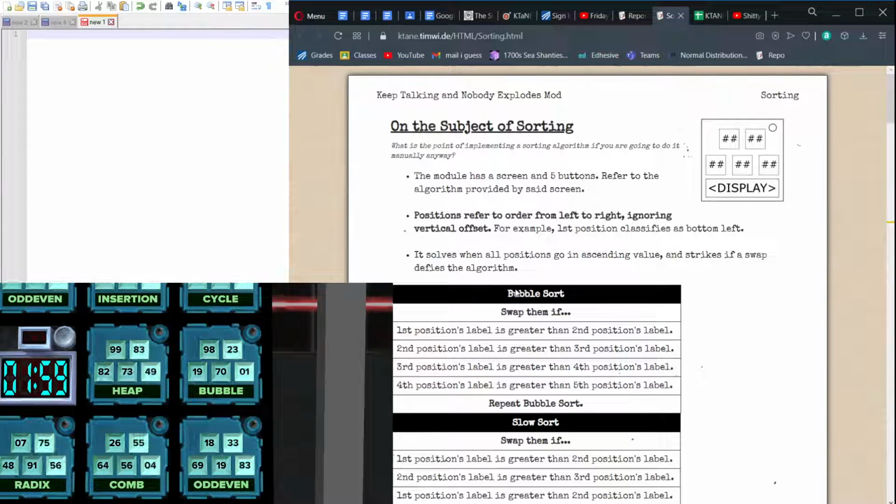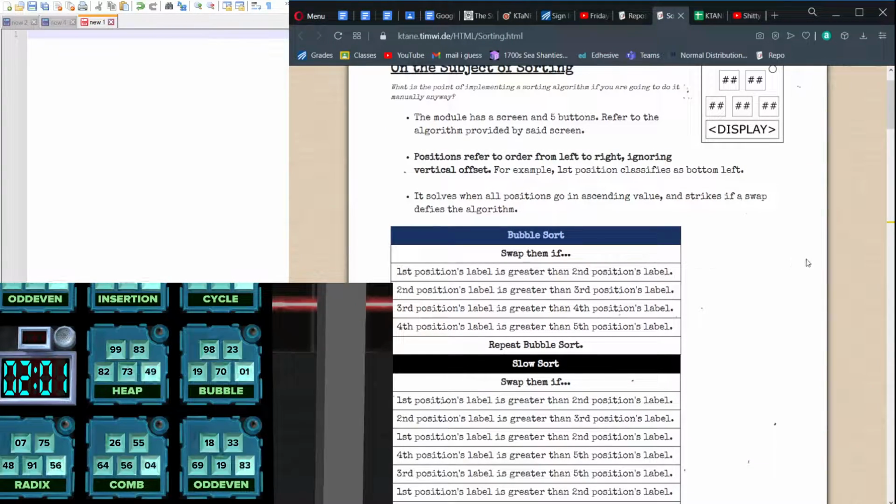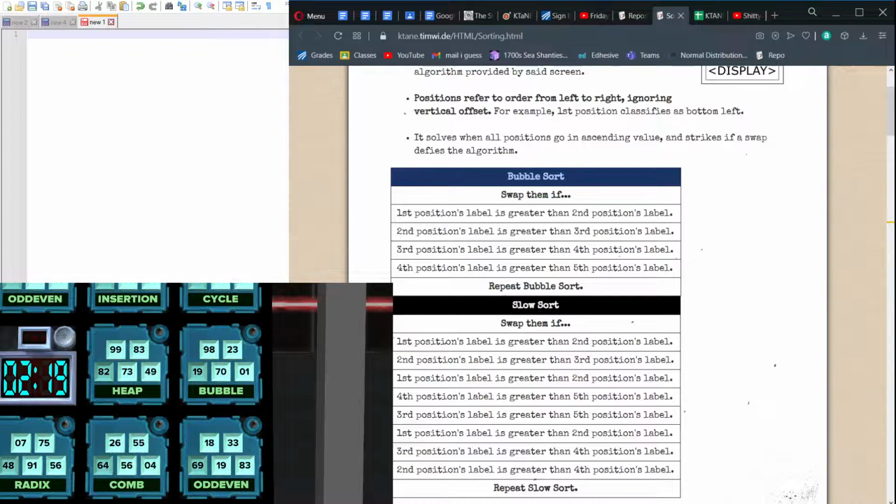Bubble sort is the first one we'll cover. There is a saying for bubble sort where the higher values float to the top, and you'll notice that when you actually do it. In bubble sort, if a label is higher, you swap 1 with 2, then 2 with 3, then 3 with 4, then 4 with 5, and then you just repeat that.